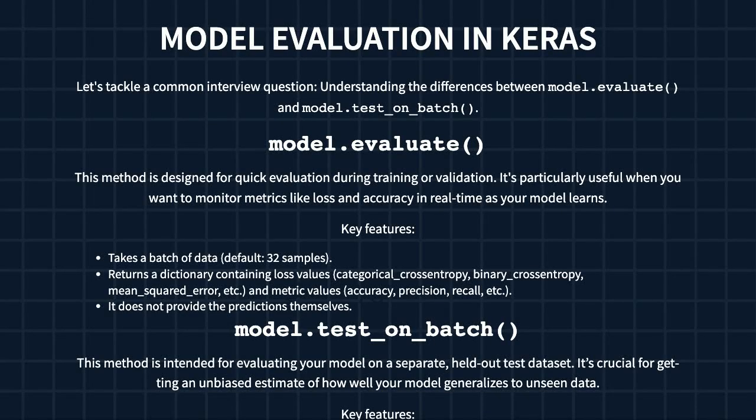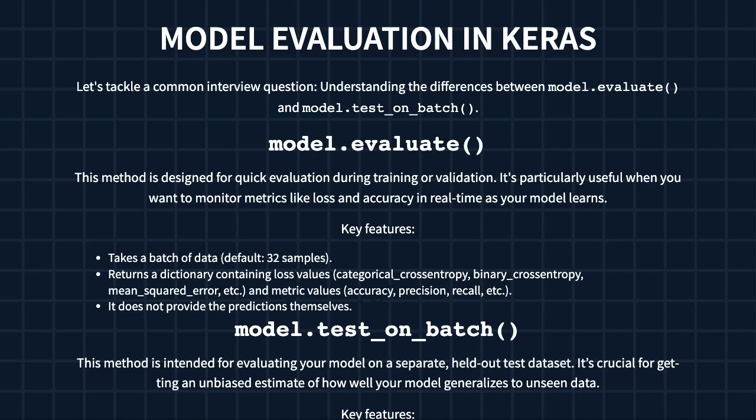Okay, let's talk about how we check if our Keras models are doing a good job. We have two main ways to evaluate them: model evaluate and model test on batch. Model evaluate is your friend when you're training. It lets you see how the model is learning in real time, showing you things like loss and accuracy as it goes. It just gives you those numbers for metrics and losses.